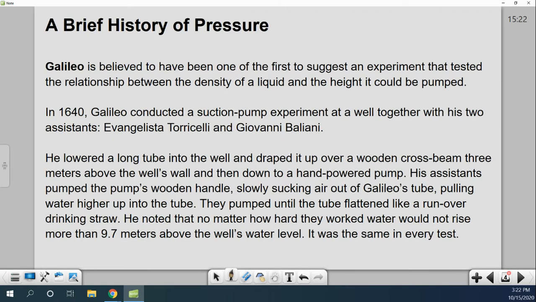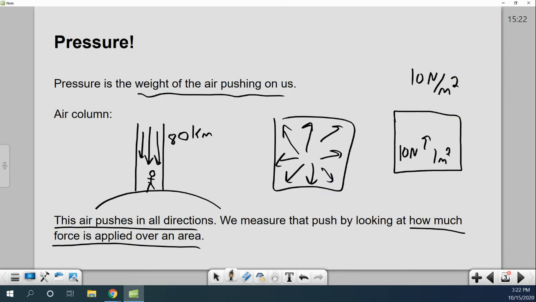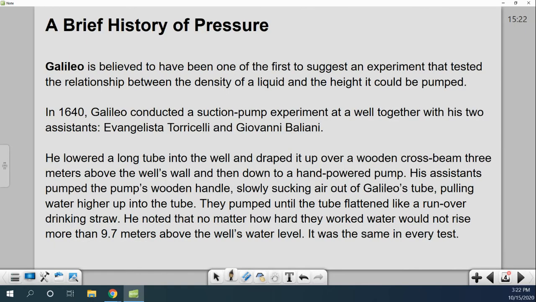All right, stop. Do not write this next section. So you've been warned. The next section is going to be a history of pressure. You don't need to write this down. It's an information thing. It's going to take a little while, so don't kill all your ink.